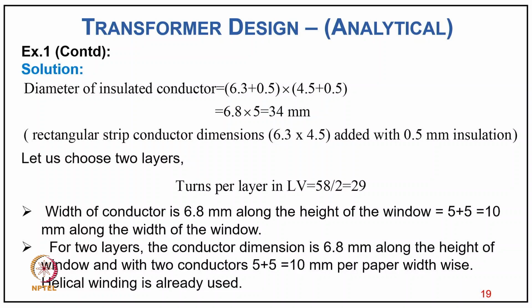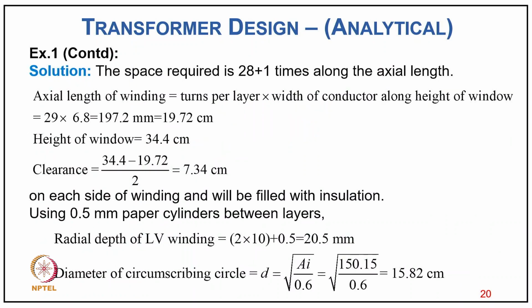So let's choose 2 layers. Turns per layer in the LV winding is 58 by 2, that's 29, and the width of the conductor is 6.8 millimeter along with the height of the window, 5.5, that's 10 millimeter along with the width of the window. For 2 layers, the conductor dimension is 6.8 millimeter along the height of the window, and with the 2 conductors 5.5, that is equal to 10 millimeter widthwise, and it is a helical winding. So now coming to the space required, and the axial length of the winding is equal to turns per layer into the width of the conductor. That's 29 into 6.8, so it becomes 197.2 millimeter or 19.72 centimeter.